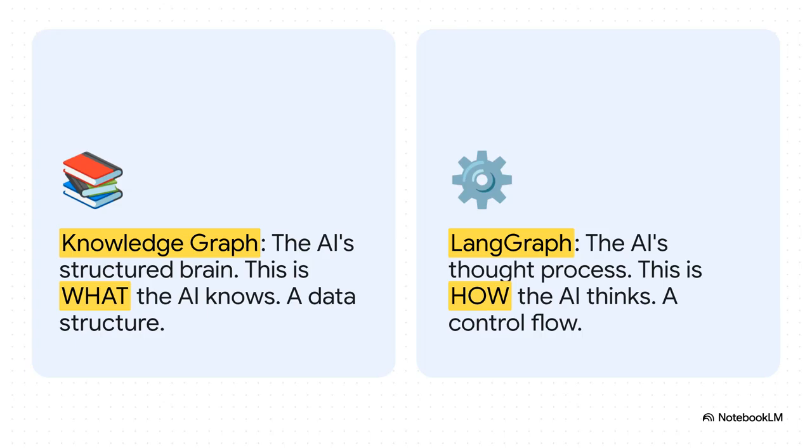So what are these two mystery graphs? Well, on one side, you have the knowledge graph. The easiest way to think about this is as the AI's structured library, or its long-term memory. This is all about what the AI knows. And on the other side, you have LangGraph. This is totally different. This is the AI's thought process, its decision-making engine. This is all about how the AI thinks. One is data, the other is logic.